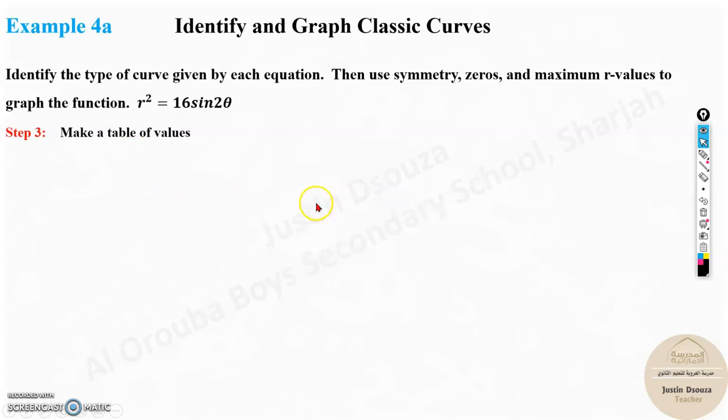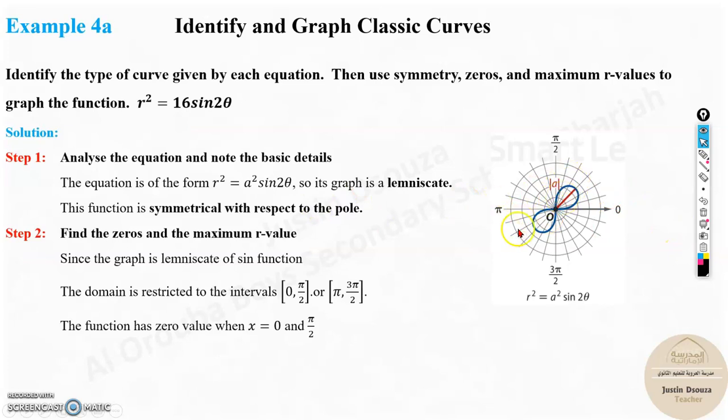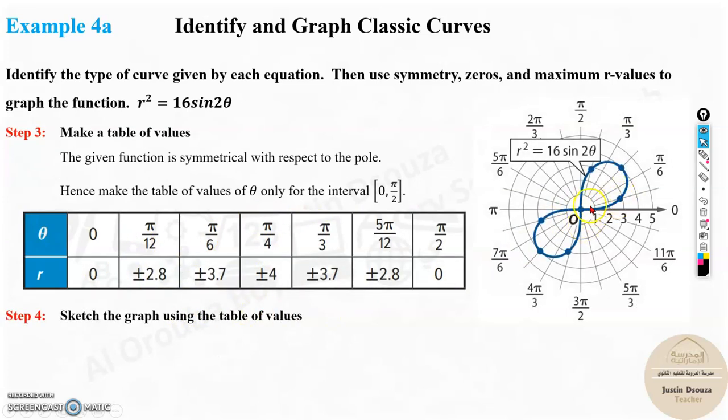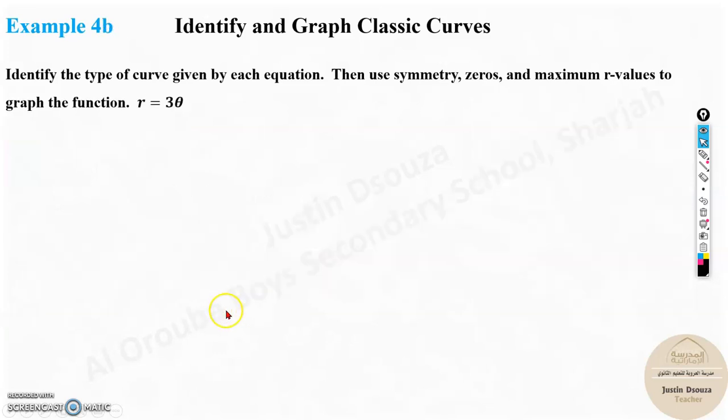It's enough. Don't do both, because it's symmetrical, isn't it? So just do from 0 to pi by 2. That's more than enough. Now you'll get the values, you can plot a few of the points, and you'll get the answer. And then you can extend it over here as well. Okay, so this is how we can easily graph it, and that's it.